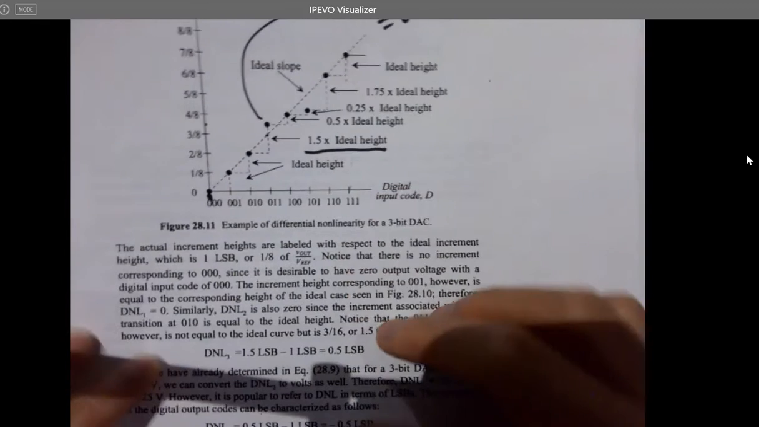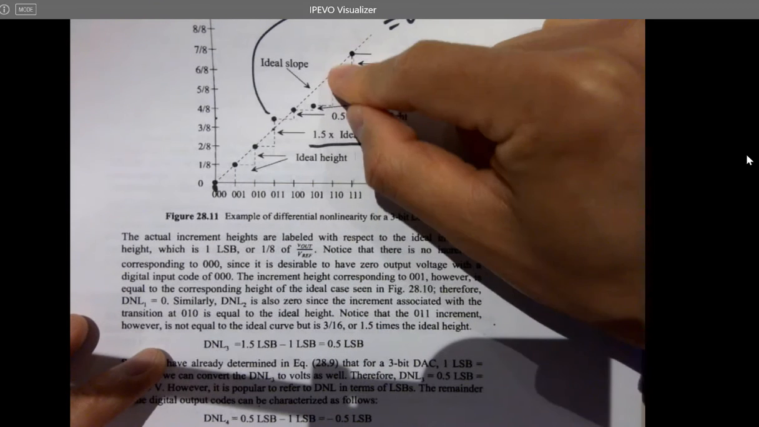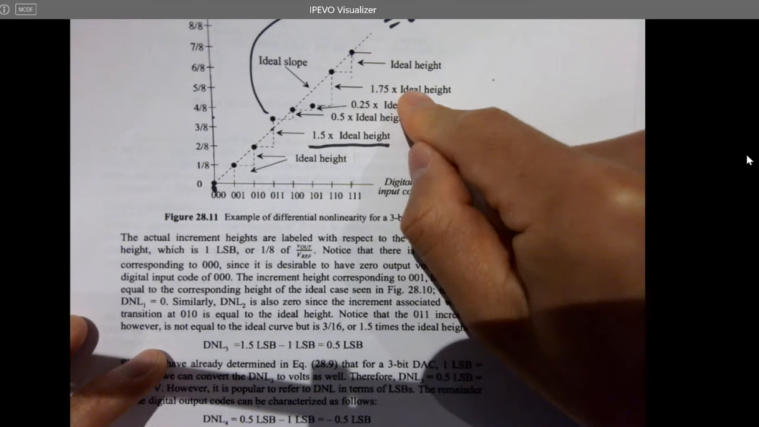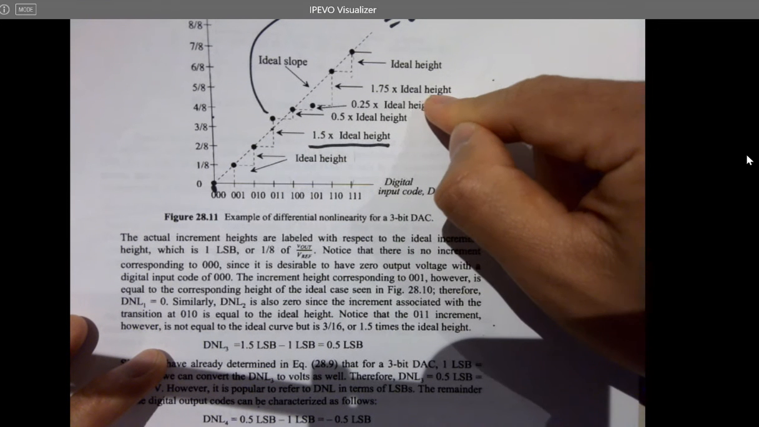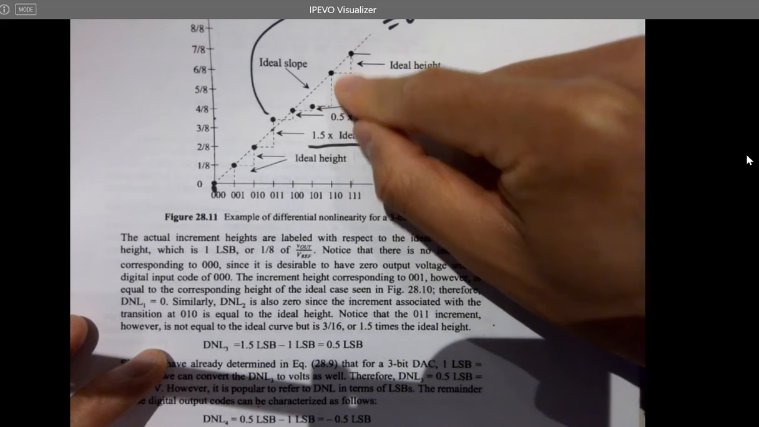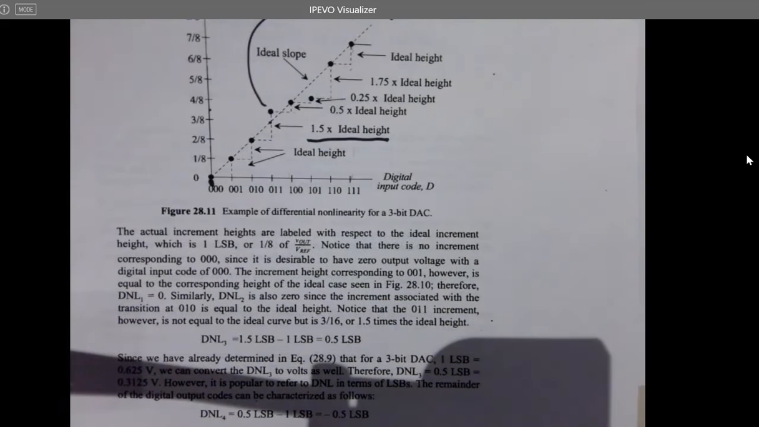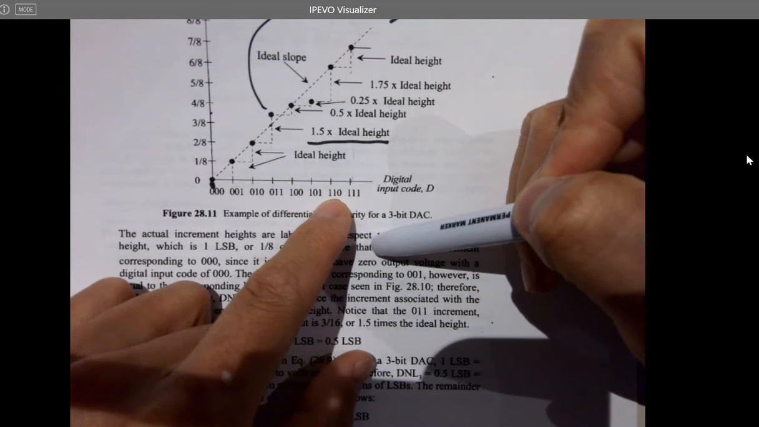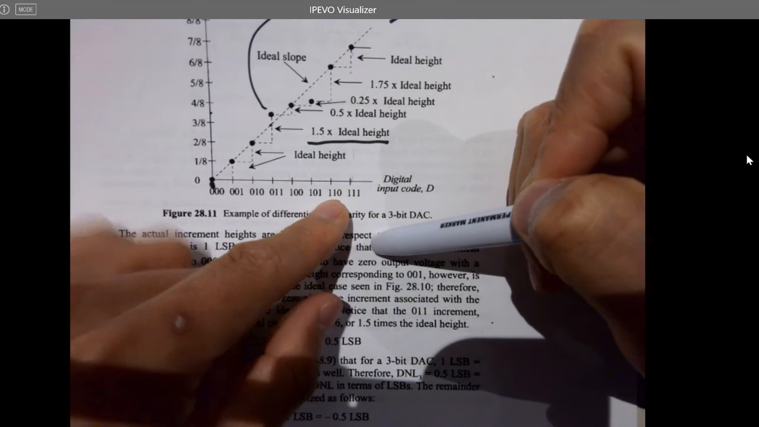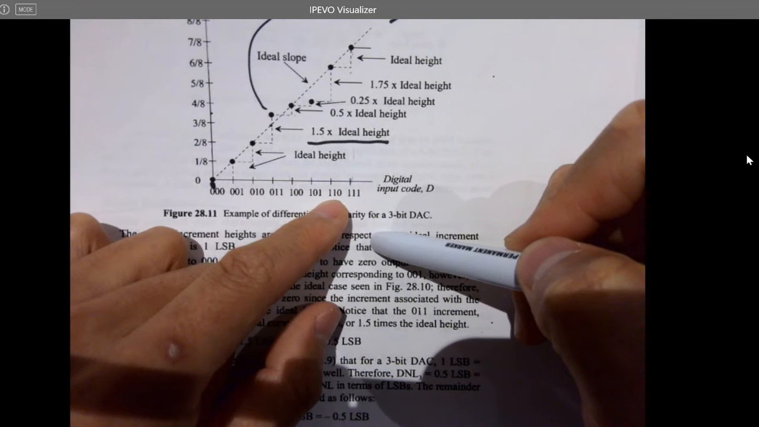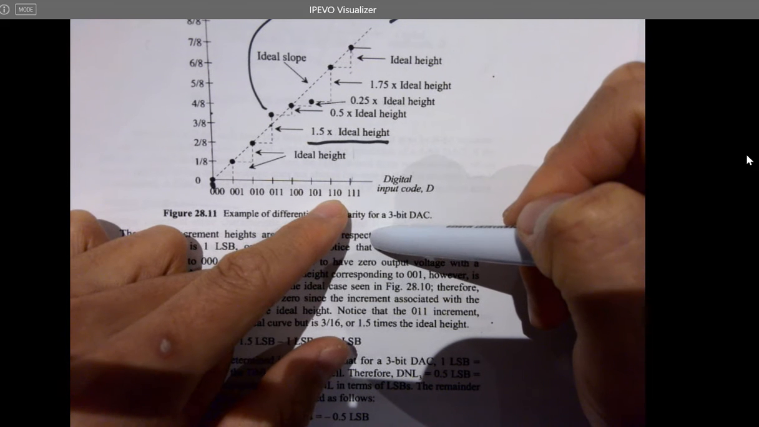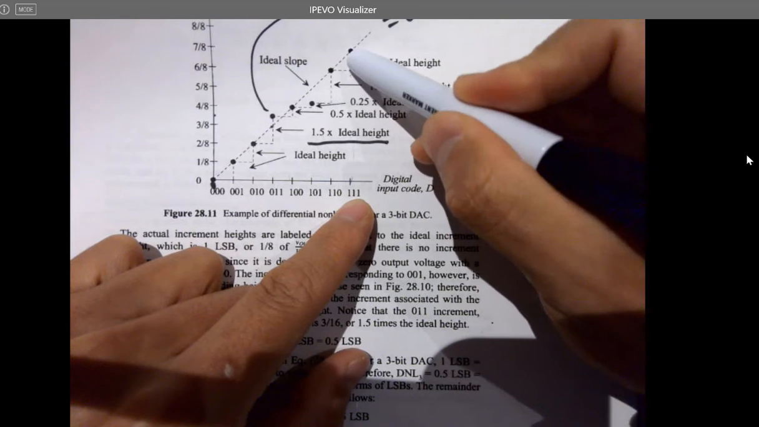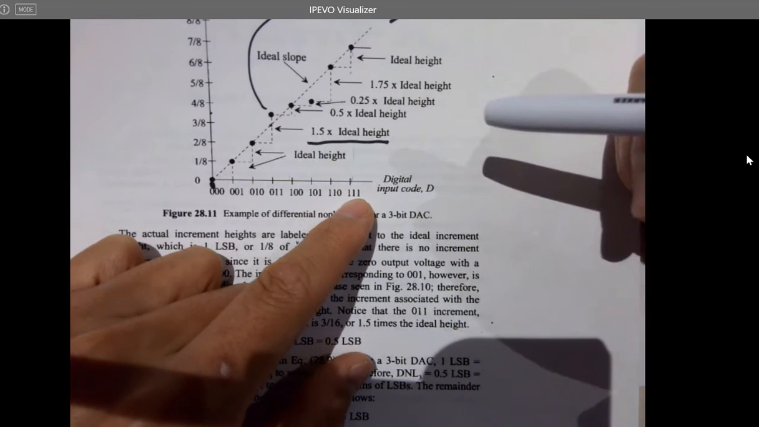Okay, and next, we got a huge step here, and it's labeled as 1.75 times the ideal height, right? So this one will be 1.75 LSB. If you're looking at this point, it is number 6. So DNL 6 will be 0.75 LSB. And for the last one, DNL 7 is perfect. So it's 0 LSB.